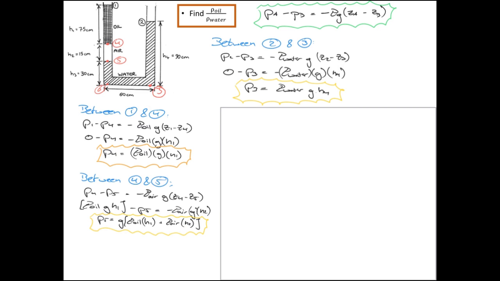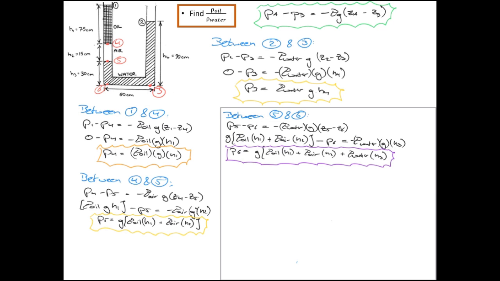So now at this point, we can define a point 6 here at the bottom of the left-hand side column of fluid. And now we can again apply the exact same procedure between points 5 and point 6. And again, we have an expression for the pressure at point 5 from our previous step, which is given down here in the bottom left-hand side yellow box. So we can substitute this into our hydrostatic equation here.